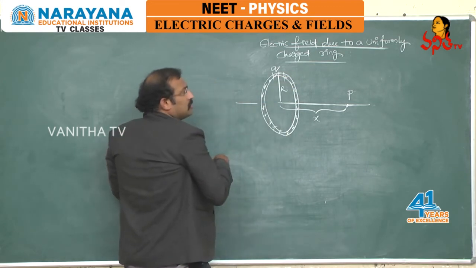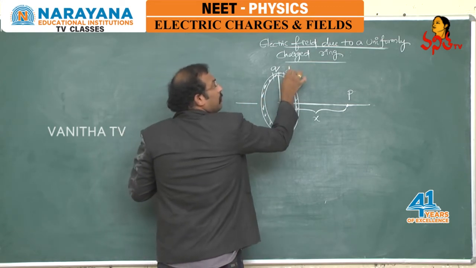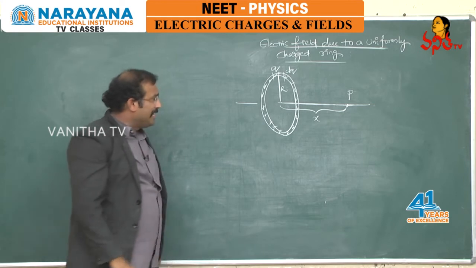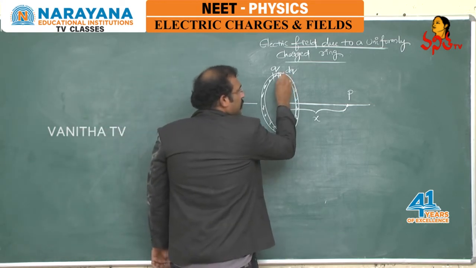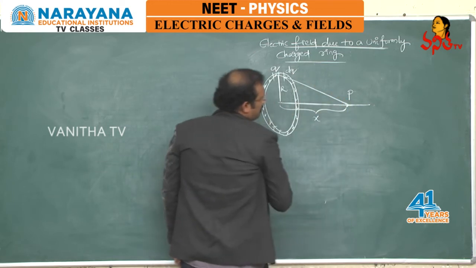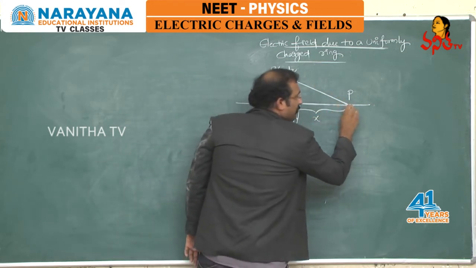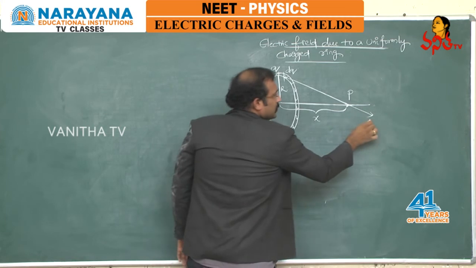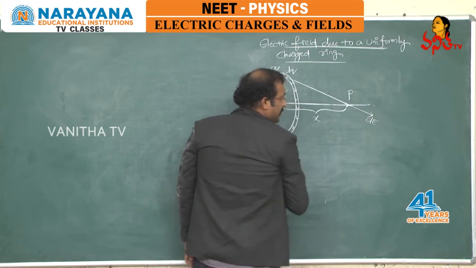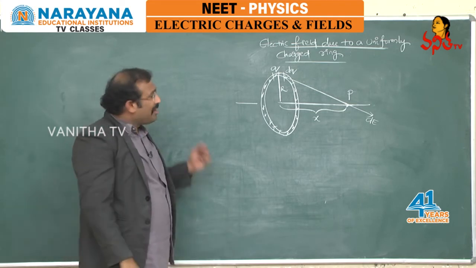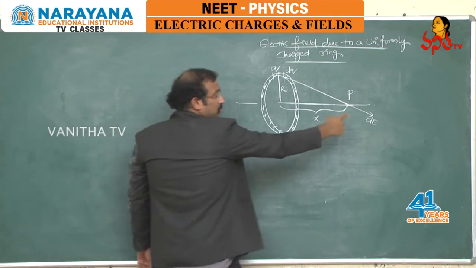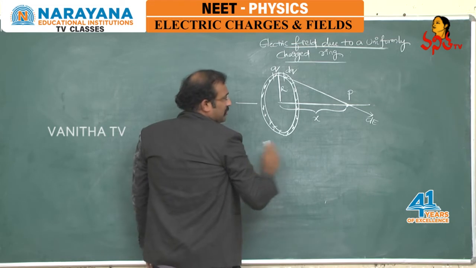Consider a small charged part of the ring, dq. Now the electric field due to this dq at this distance is directed away from it. This is the direction of the electric field. Now, what is this electric field due to this small element?